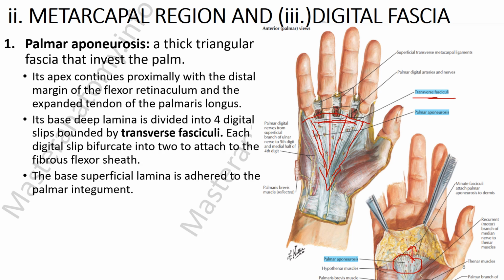And then they continue distally, dividing into two to bind the fibrous digital sheath, which extends throughout the phalangeal regions. And the palmar aponeurosis above the thenar compartment and the hypothenar compartment are thinner than the palmar aponeurosis. So they are thinner in this region, and being thinner, they form the thenar fascia and then the hypothenar fascia.